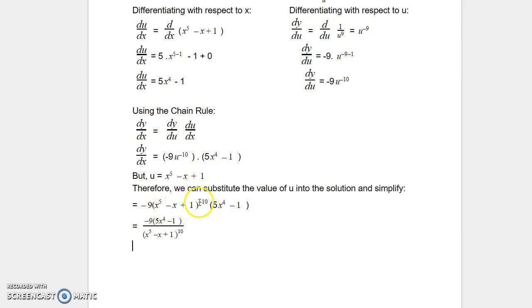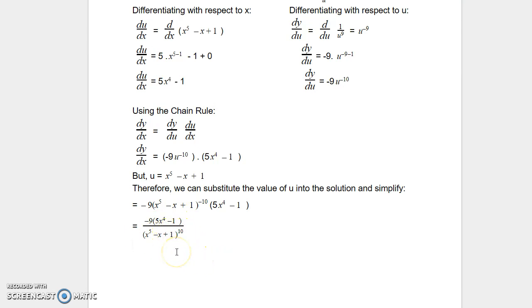We can express the negative exponent as a positive exponent by bringing it to the denominator, and therefore we can write this as negative 9 times 5x to the power of 4 minus 1 in the numerator, and the part which is going to be in the denominator is x to the power of 5 minus x plus 1, the whole thing raised to the power of 10.